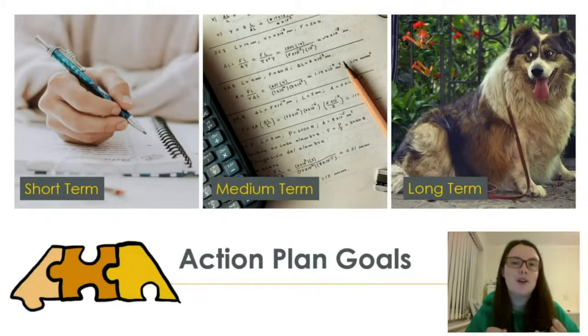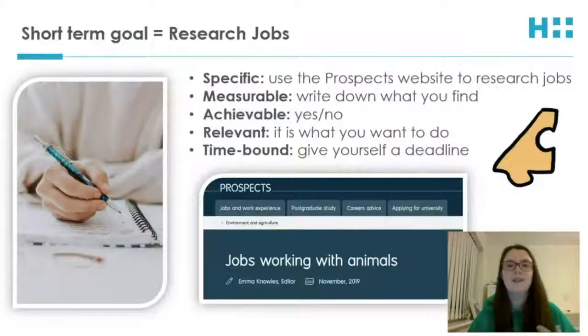The way you measure whether you've achieved these action goals or not is to simply write them down. You could write a big list of action plans under these particular headings and tick them off every time you achieve one of them. That is your measurable out the way. So let's look at your short-term action plan.